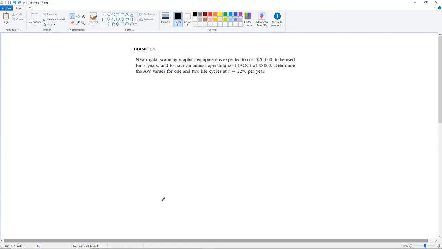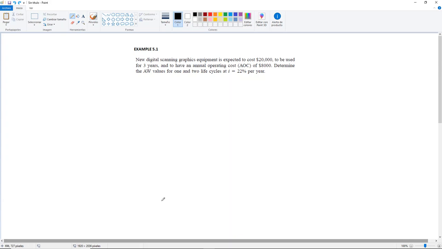Example 5.1. New digital scanning graphics equipment is expected to cost $20,000, to be used for 3 years, and to have an annual operating cost of $8,000. Determine the annual worth values for 1 and 2 life cycles at an interest of 22% per year.